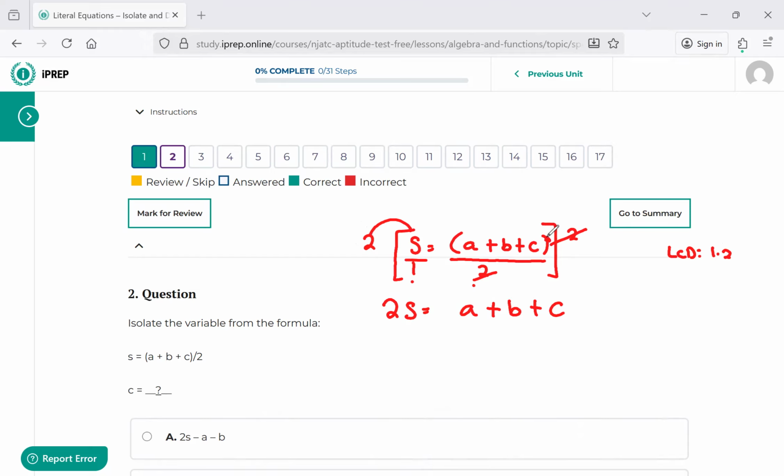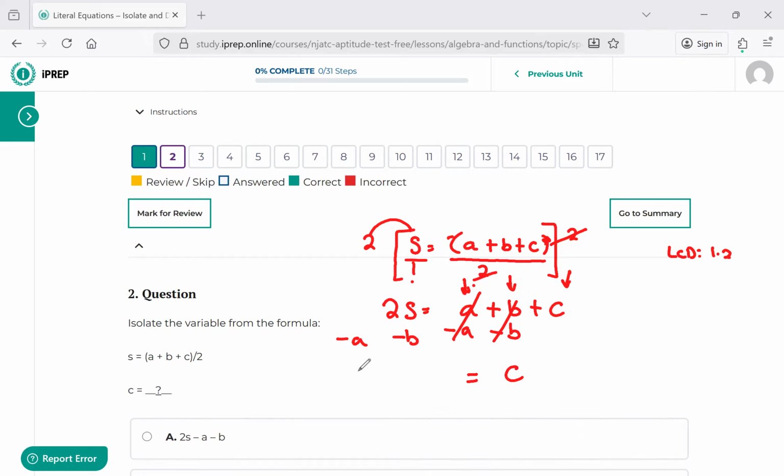You don't have to put the parentheses anymore, they can disappear. Now all we have to do is isolate C. You can do two things at a time. You can get rid of this A and this B all at once. To get rid of this A, which is addition, you subtract A. And to get rid of this B, which is addition, the opposite of addition is subtraction. So this cancels, and now you're left with C on the right.